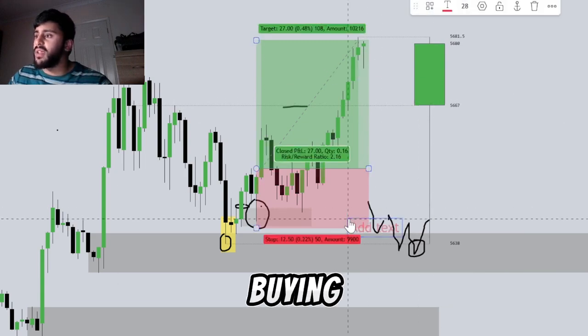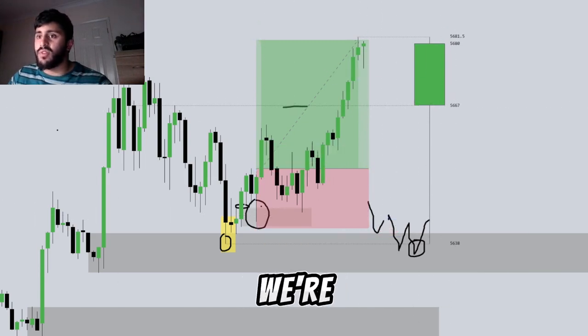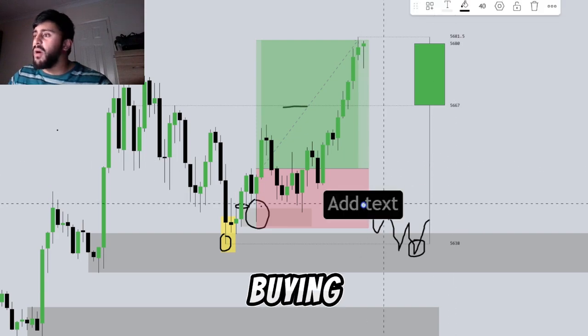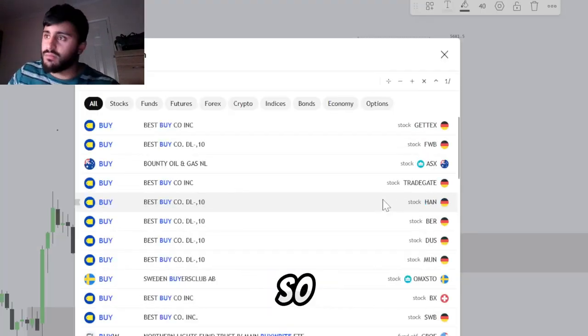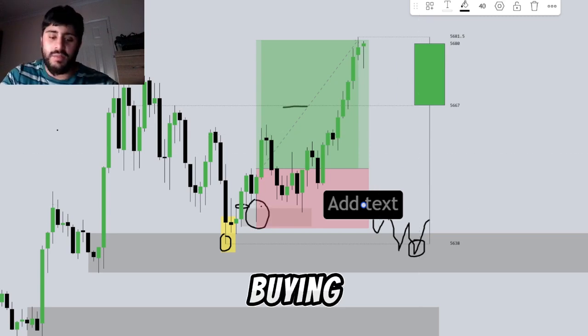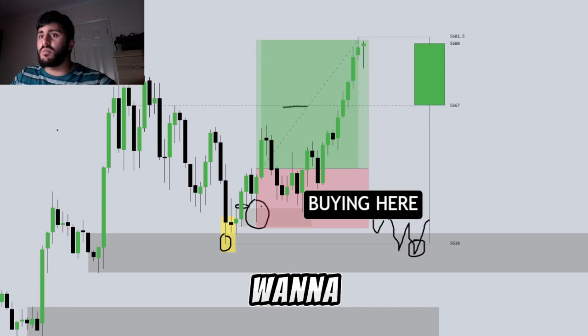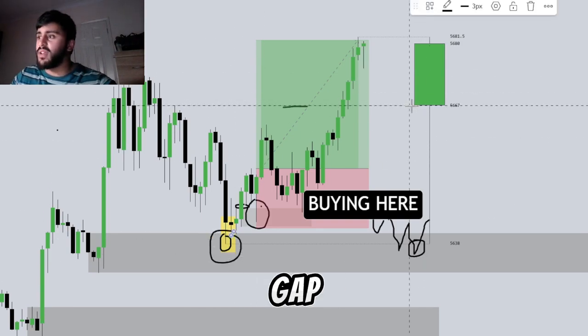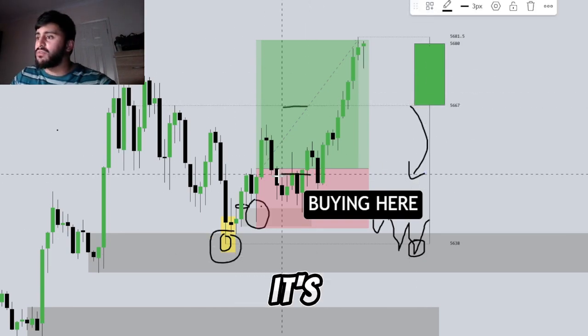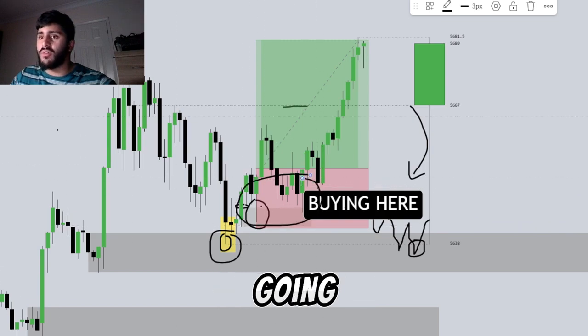So you want to be buying below the 10 a.m. Eastern. So we're really going to break this down. You want to be buying below the 10 a.m. Eastern, right? So buying here below the 10 a.m. Eastern, right? You want to be buying off a 15-minute fair value gap below the 10 a.m. Eastern. And it's very important you understand what's going on here.